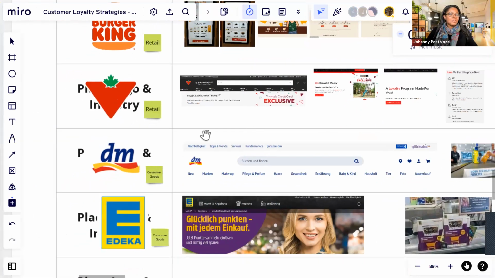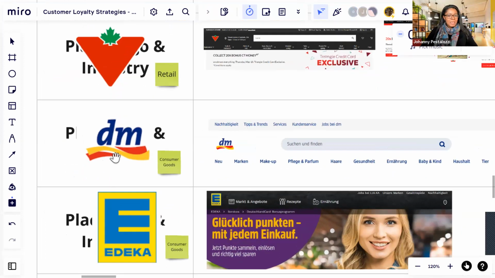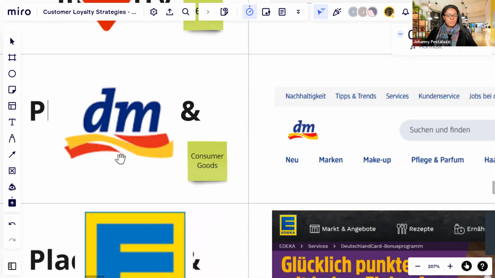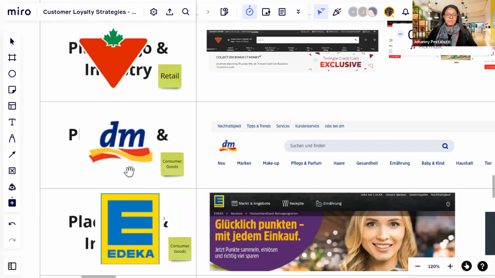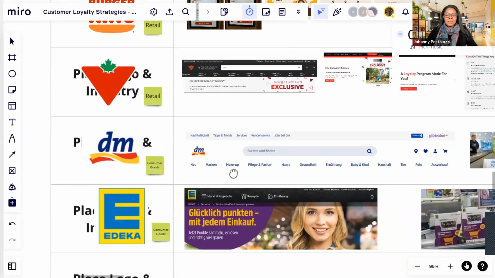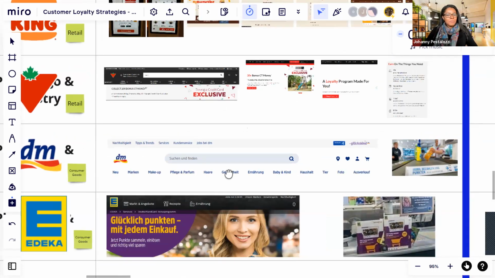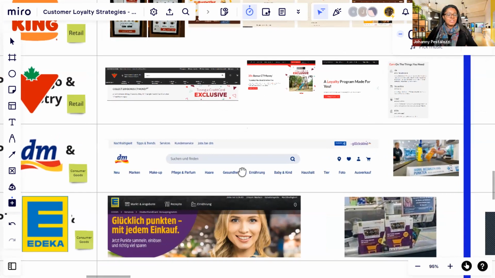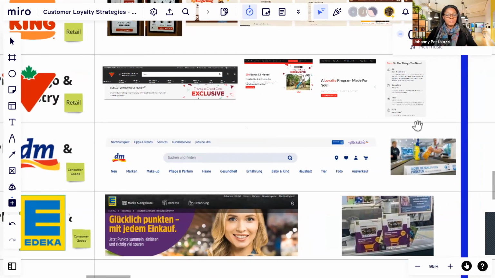Okay, so let's move on then to the next example, which is DM in the consumer goods industry. So the person who selected this brand, please feel free to unmute yourself, introduce yourself, and then describe a little bit what the loyalty program is about.